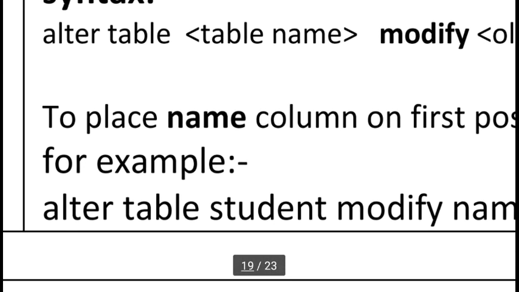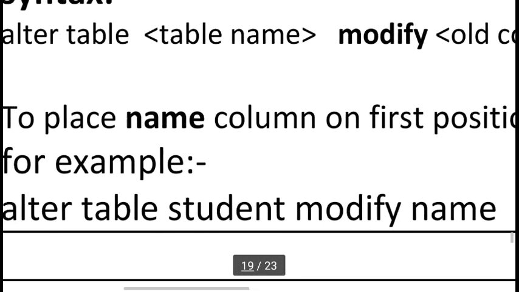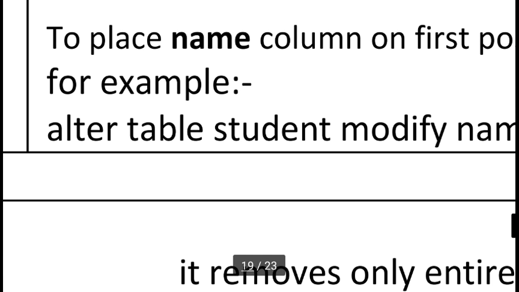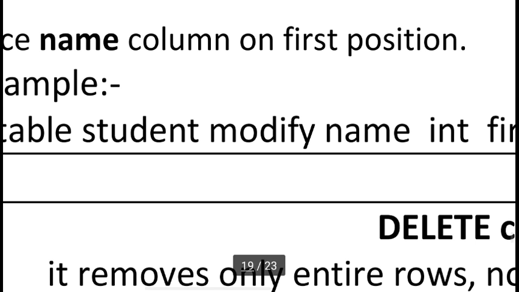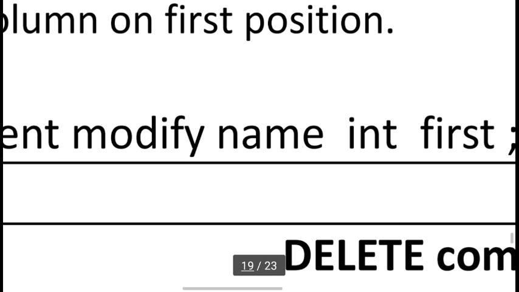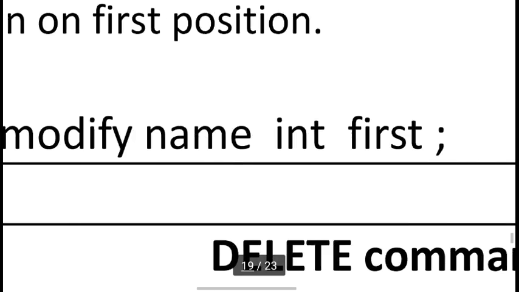So, to place the name column in the first position, this is a simple example only for learning purposes. This is not important, but it is possible. We can change the order of the columns of an existing table. So: alter table student modify name int first. Here, first is important. So name automatically comes to the first position permanently.